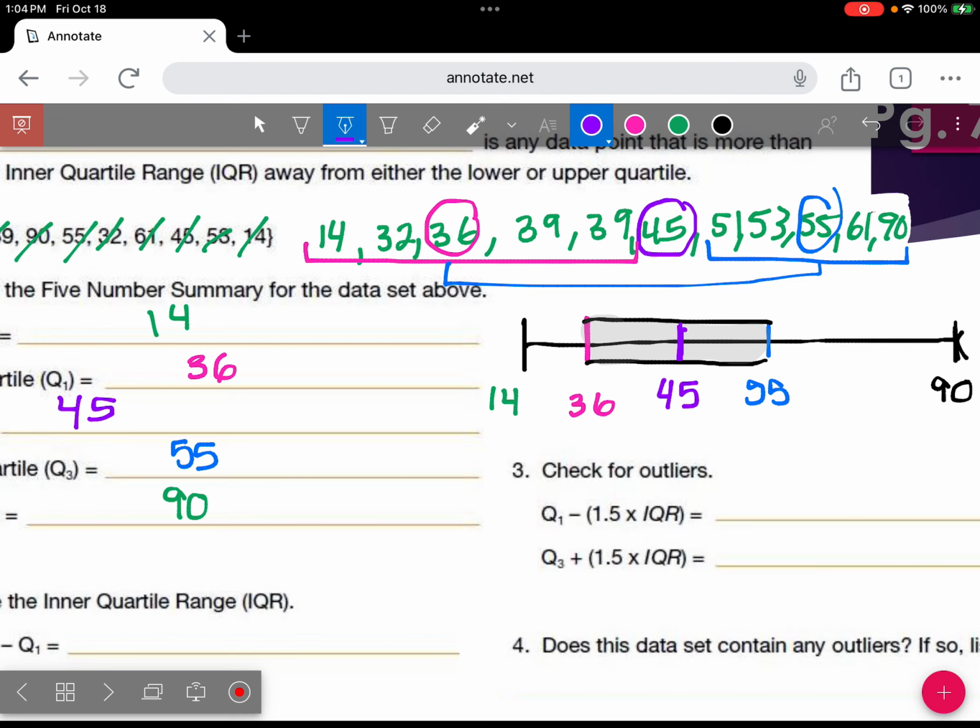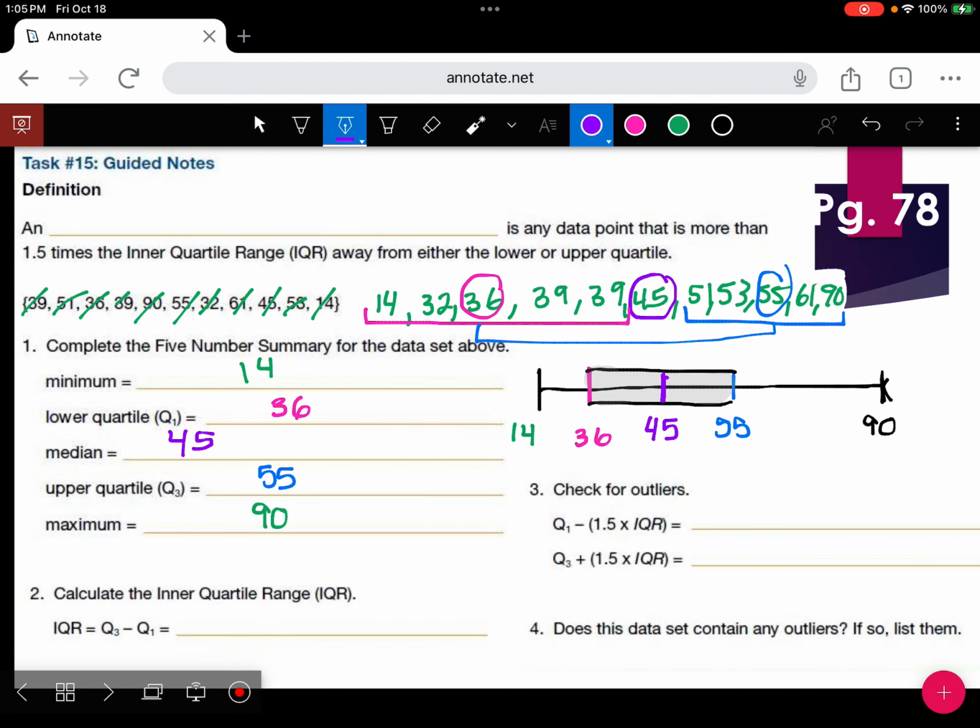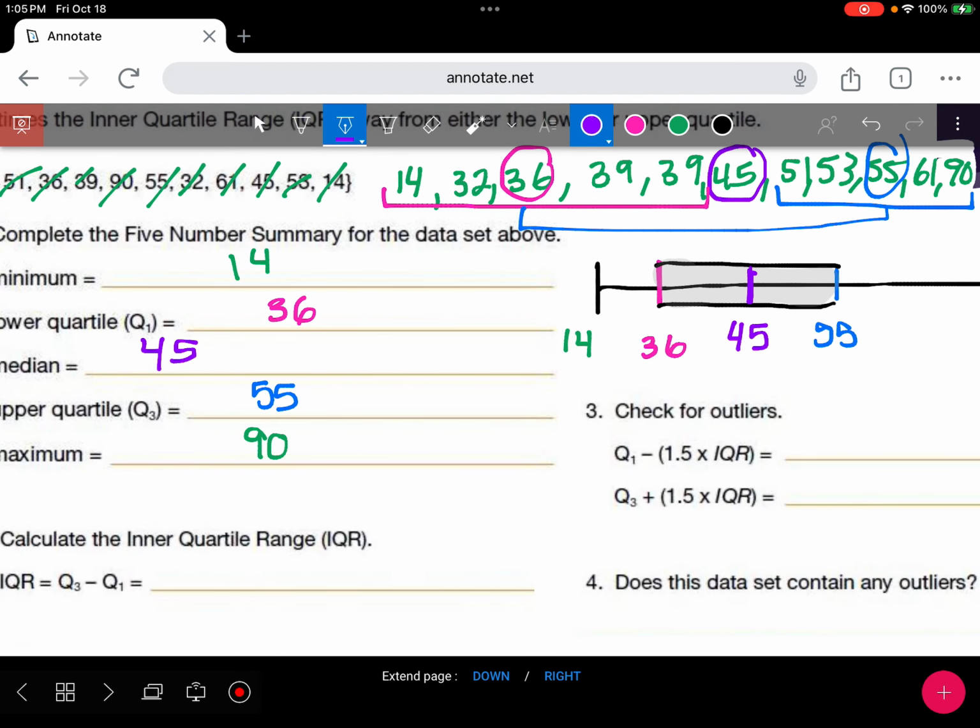The other thing that box and whisker plots let us do is figure out exactly where something becomes an outlier versus not an outlier. It feels really arbitrary, but I promise there's reasons for it. It's actually when we find how wide the box is, that number is called our interquartile range. So I want to know how far apart my pink and my blue lines are. How far apart is 36 from 55?